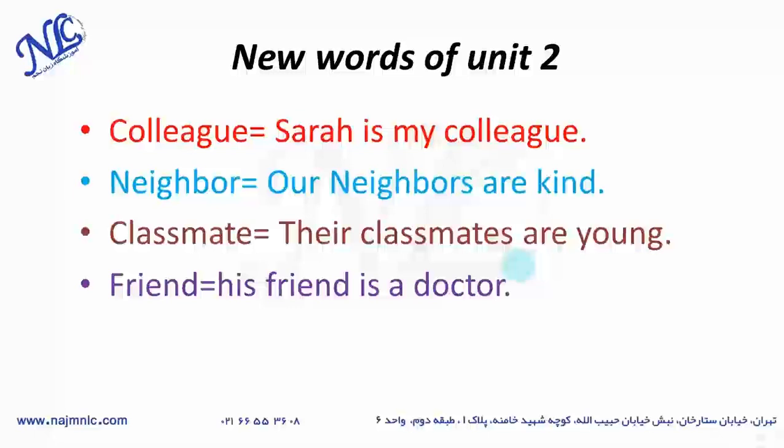Good. Repeat after me. Colleague, neighbor, classmate, friend. Take care for the dictation and spelling. Look, colleague, in this word, U is silent, so E is silent. You say colleague. Okay. Neighbor, G and H are silent. Classmate, it has two S's, and friend, I is silent. Don't forget the spelling.